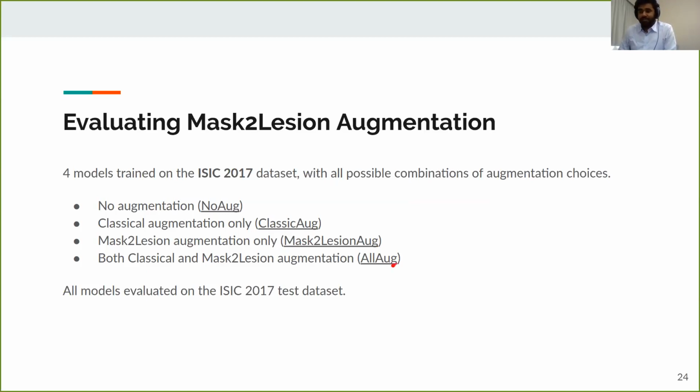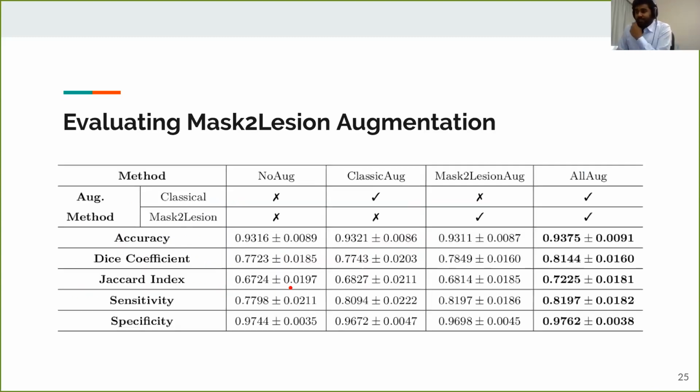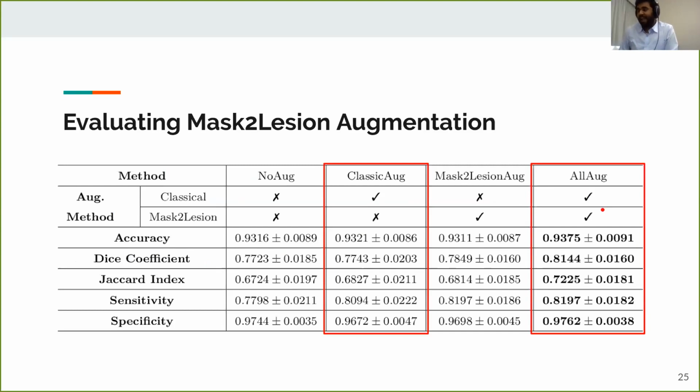And all the results are reported on the ISIC 2017 test dataset. Here are the quantitative results for them. Of particular interest to us are classic aug, which is the usual way deep learning models are trained, and all aug, which is essentially obtained by adding GAN-based synthesized images to classic aug. We see that the performance numbers indicate there is a considerable performance improvement by using GAN-based augmentation.